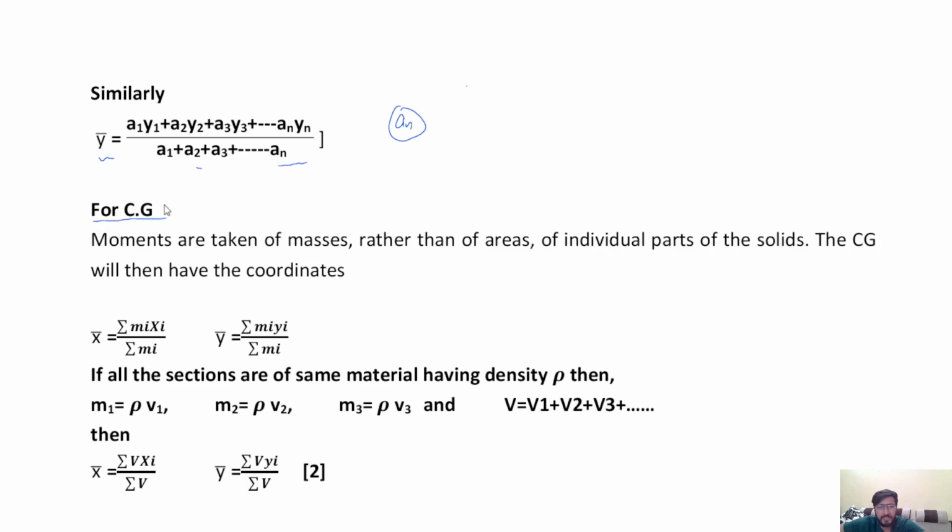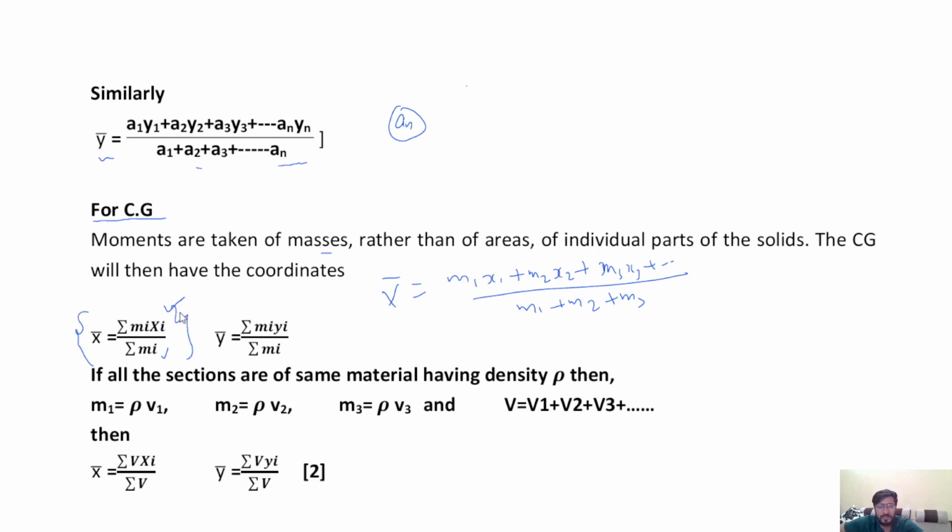For the CG, moments are taken of masses rather than of areas of individual parts of the solids. The CG will then have the coordinate x bar equal to m1x1 plus m2x2 plus m3x3 plus dot dot dot upon m1 plus m2 plus m3. That means summation of mi xi divided by summation of mi. This is the formula of x bar.